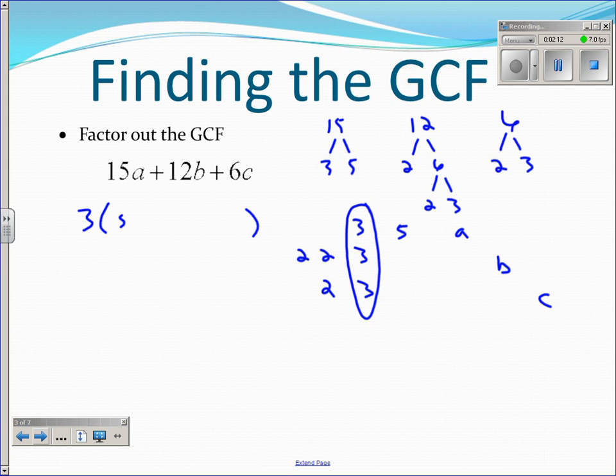What's left? 5A. Bring down my plus. We have 2 2's left, so we're going to multiply them. 2 times 2 is 4. 4B. Bring down my plus, and we have 2C left. Let's distribute the 3 to make sure we've done this correctly. 3 times 5A is 15A. 3 times 4B is 12B. And 3 times 2C is 6C.